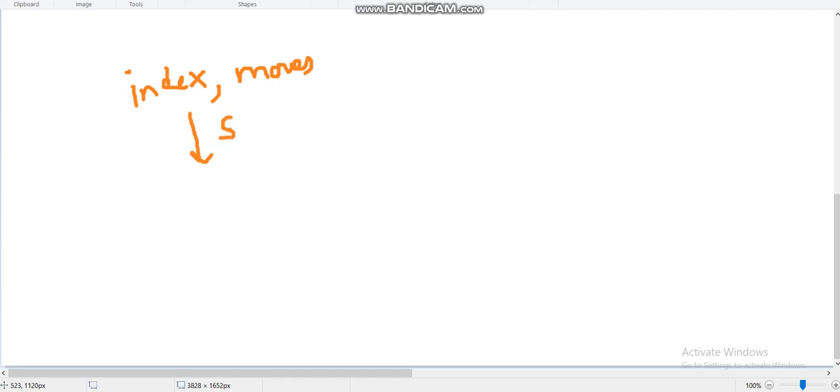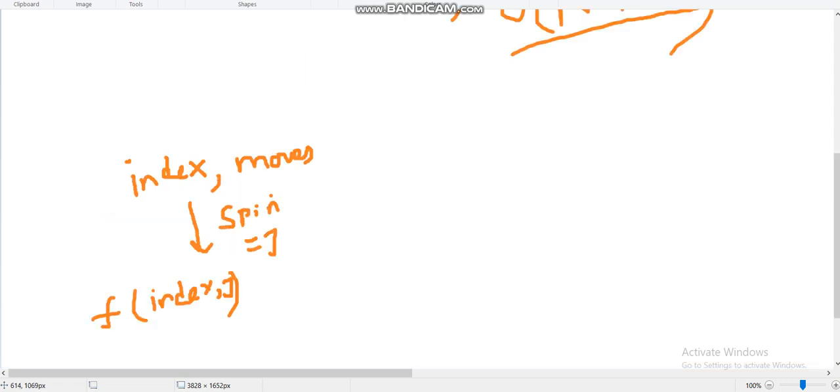So let's spin from index, moves, and we get the spin equals j. So we have to write some kind of function which will take the parameters index and j, and it will give us our next index according to this.